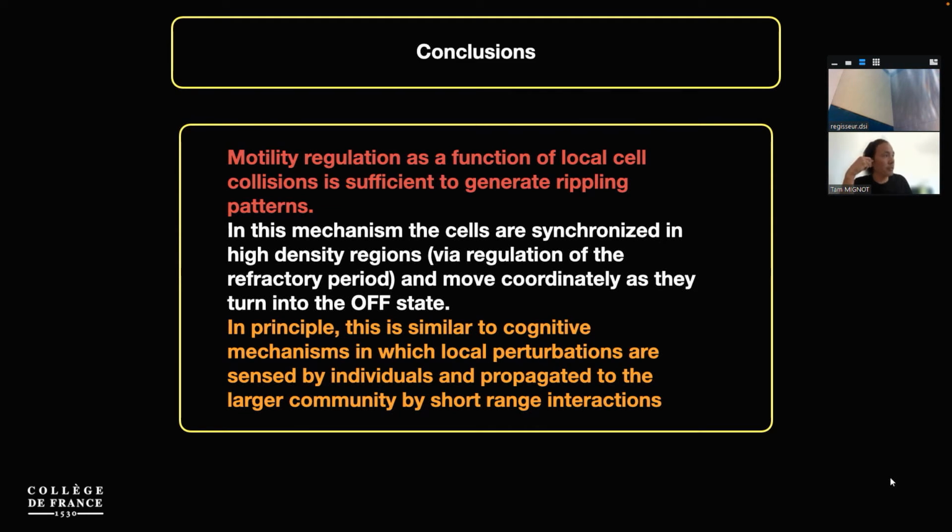So I'd say that in principle, going back to my introduction slide, this is similar to cognitive mechanisms in which local perturbations are sensed by individuals and then propagated to the larger community by short-range interactions.